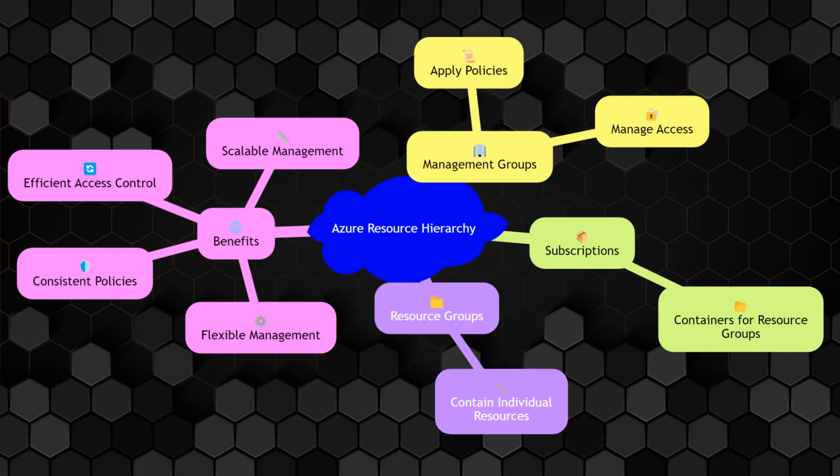The hierarchy of Azure resources starts with management groups at the top, followed by subscriptions, and then resource groups at the bottom. This structure allows for scalable and flexible management of resources. Management groups provide a way to apply policies and manage access across multiple subscriptions. Subscriptions act as containers for resource groups, which in turn contain individual resources. This hierarchical model ensures that policies and access controls can be applied consistently and efficiently across the entire organization, providing a robust framework for resource management.